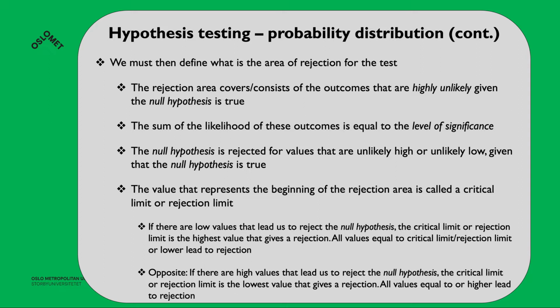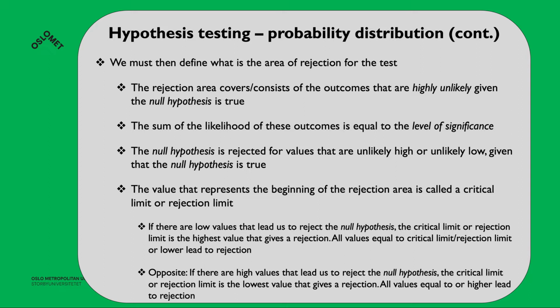The sum of the likelihood of these outcomes is equal to the level of significance. The null hypothesis is rejected for values that are unlikely high or unlikely low, given that the null hypothesis is true. The value that represents the beginning of the rejection area is called the critical limit or rejection limit. If very low values lead us to reject the null hypothesis, the critical limit is the highest value that gives a rejection, and all values equal to that critical limit or lower lead to rejection.